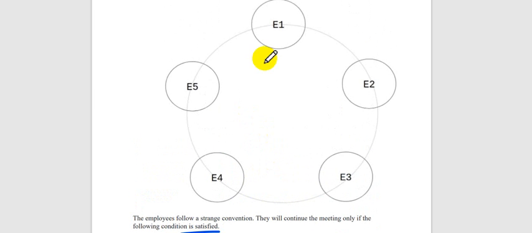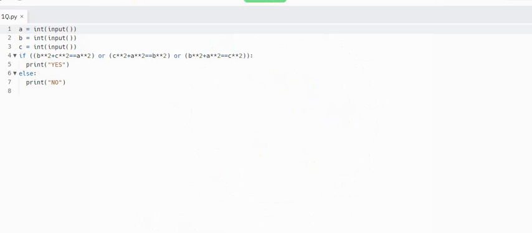So adjacent means E1 and E2 are adjacent, so we need to sum up E1 and E2. If it forms an even number, likewise all adjacent employee IDs should form an even number pair. So let's check.